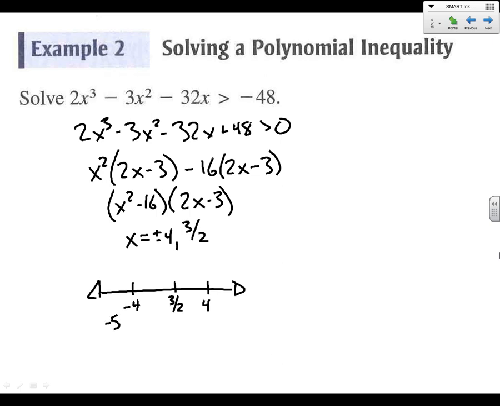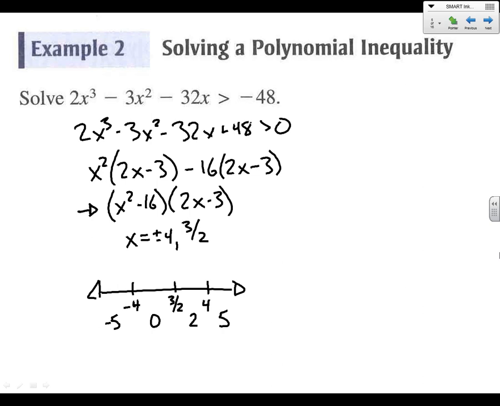Let's find some test numbers. Let's go with negative 5, 0, 2, and 5. Again, could use anything that you wanted to, as long as they were in the proper regions. And let's go ahead and test this. I'm going to go ahead and test this from the factored form here. It's going to be a little faster than plugging it all the way back into the original.